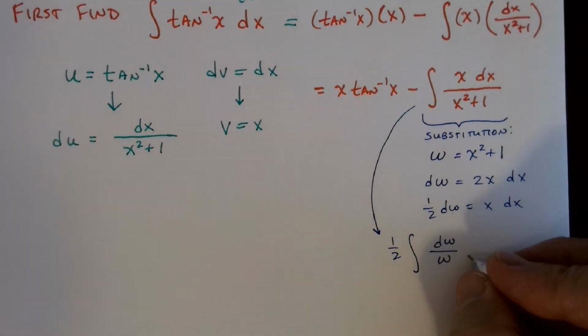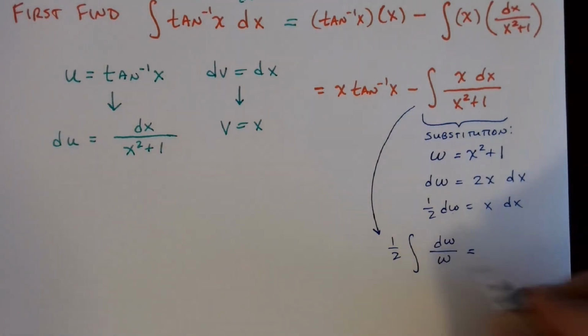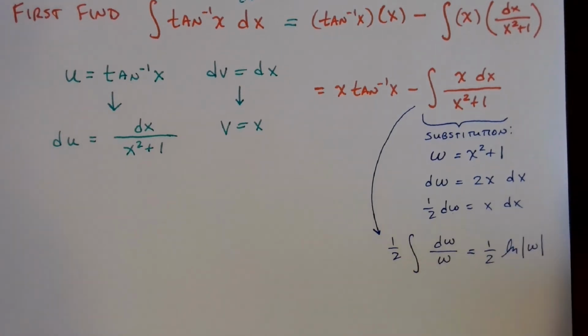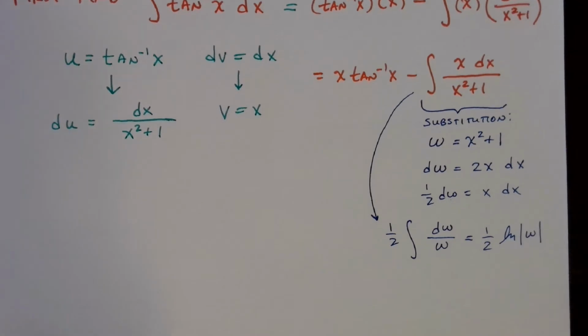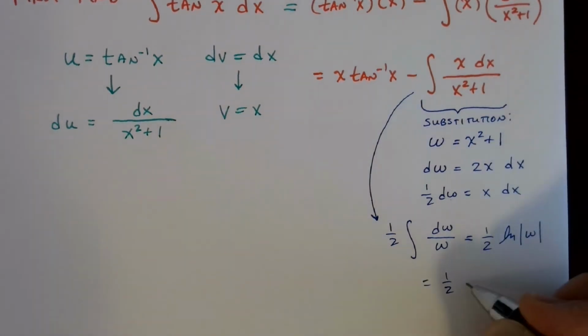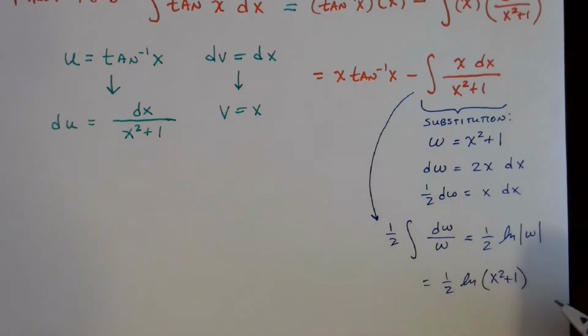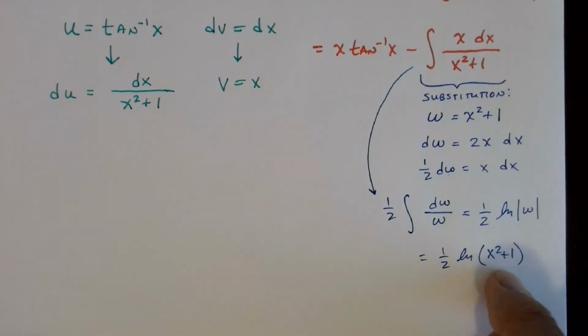So what's the integral of 1 over w? It's the natural log of the absolute value of w plus a constant. Well, what's w? It's x squared plus 1. So this is 1/2 natural log, and I'm just going to do in parentheses x squared plus 1. What happened to my absolute value bars? You could do it, but you don't really need it, because why? x squared plus 1 is always positive for any value of x. And that's the way I'm going to write it out.